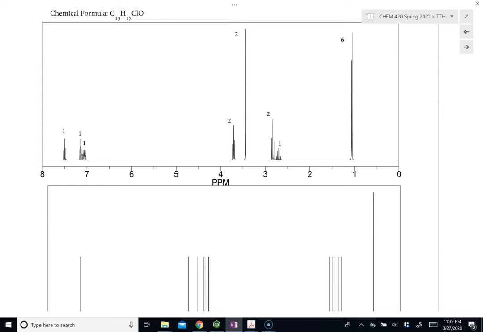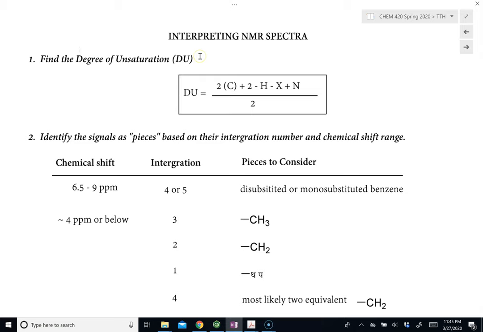Now, in order to come up with the structure of the organic molecule, let's go over the steps to solve an NMR problem. There are certain steps that we should follow in order to make it easiest. And these are the steps.